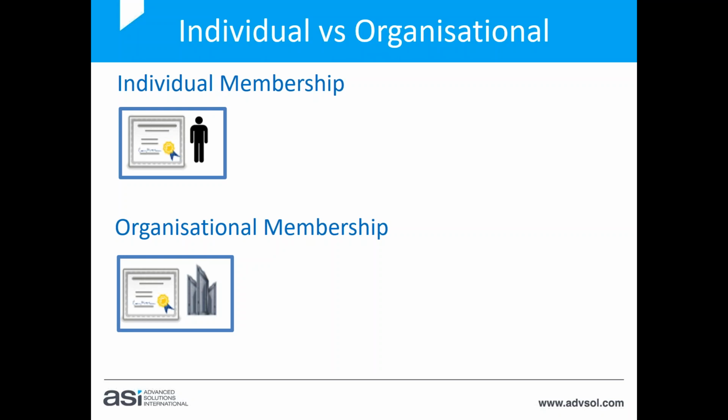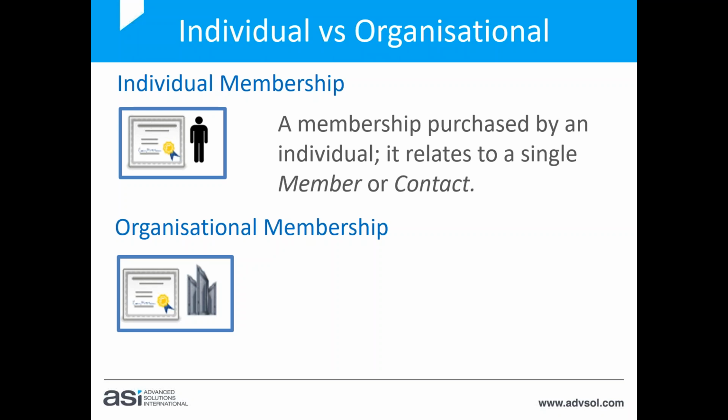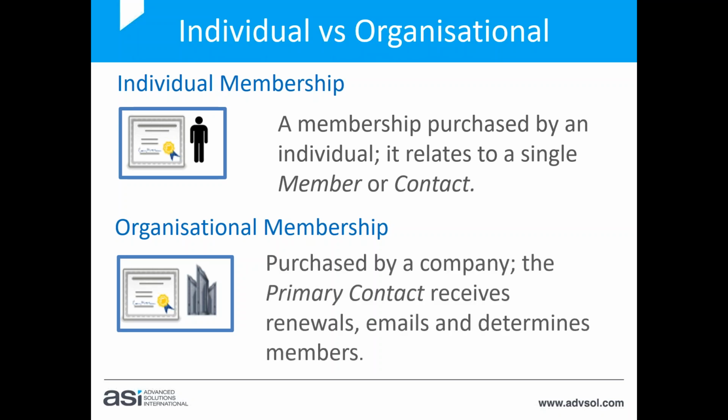So that then leads us to individual versus organisational memberships. These are essentially the two types of memberships you can offer. Individual being related to a single member or contact. An organisational membership is purchased by a company, but there does need to be a person attached to that membership, known as the primary contact. They receive renewals, they can determine members, and they can receive all the emails as well. Some associations only offer individual memberships and some only offer organisational memberships, some both. It's up to you which ones you decide to use.